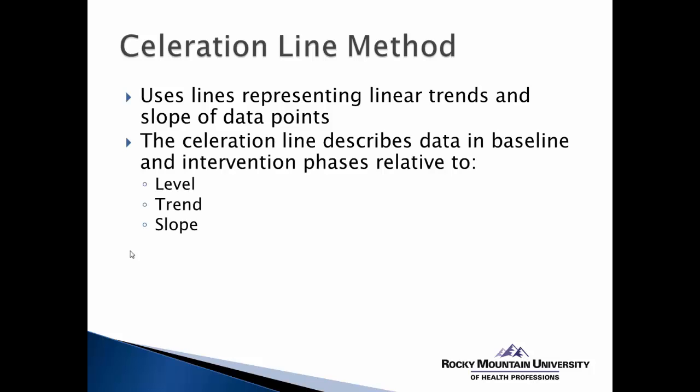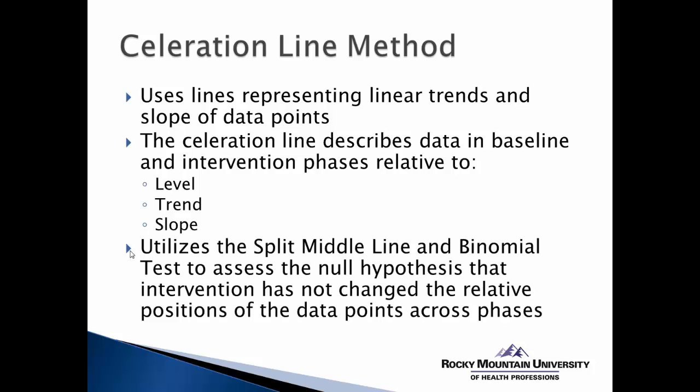And so again, the acceleration line describes data relative to our three characteristics, level, trend, and slope. Now we use what's known as the split middle line and the binomial test, which is an inferential test to assess the null hypothesis that the intervention has not changed the relative positions of the data points across the phases. So we're going to use a combination of visual interpretation and hypothesis testing to make some decisions about what's happening in the treatment phase relative to the baseline phase. So at this point I'm going to switch over to Excel and show you how to actually construct an acceleration line, a split middle line, and then perform the binomial test.